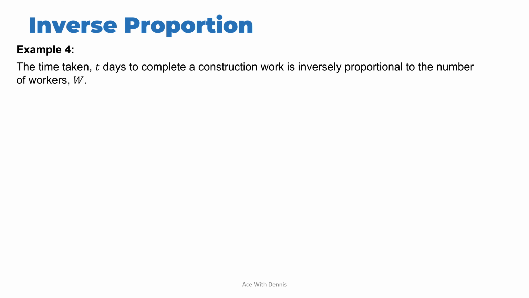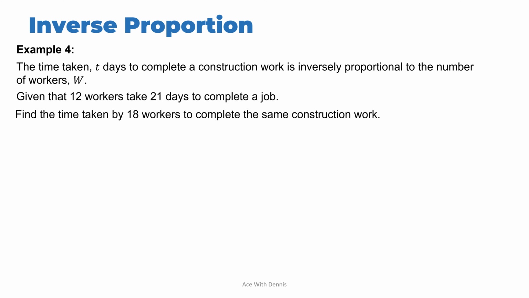Example 4. The time taken, T days, to complete a construction work is inversely proportional to the number of workers W. Given that 12 workers take 21 days to complete a job, find the time taken by 18 workers to complete the same construction work.